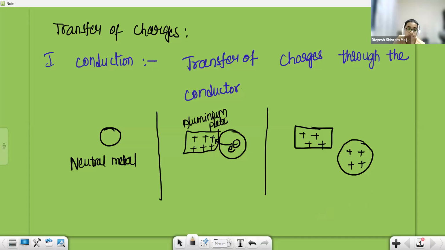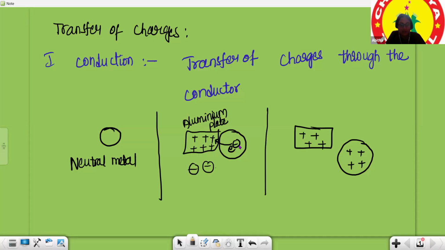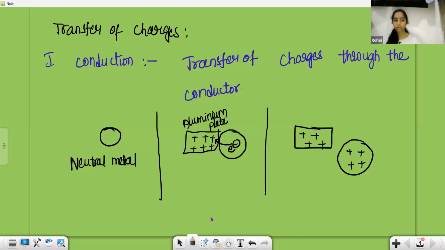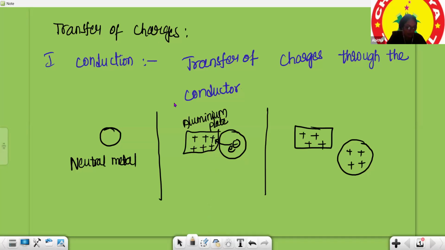Ma'am, in place of this positive, if there is less negative, it means it is positively charged, right? Yeah. So in place of this positively charged, if there is a negative charge also, the same thing is going to happen. Here there is a negative charge, right? So this object is already neutral. It doesn't need electrons. Oh, so it doesn't attract. Yeah, maybe it may transfer, but not much.